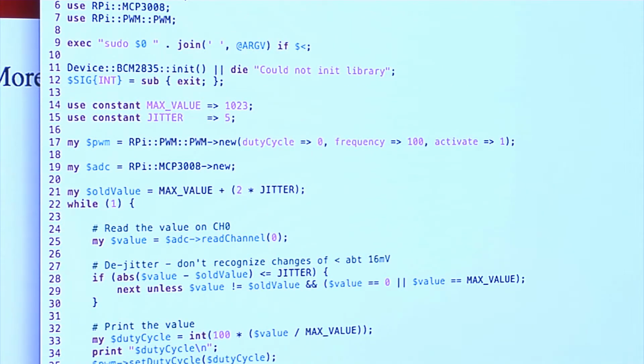Here's the program that we're actually going to use. What this is going to do is, as I said, read that knob that I'm going to turn, and it's going to set the LED to a value or a brightness level based on where the knob is. Set up my PWM, my pulse width modulator, just like before. There's my A2D converter. And read a channel. Set the duty cycle to that.